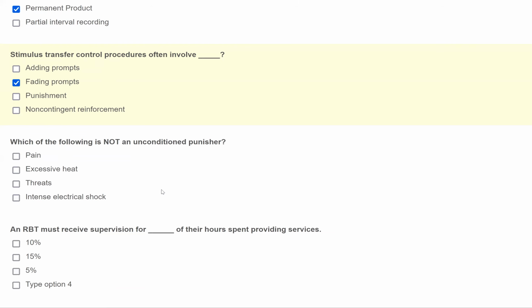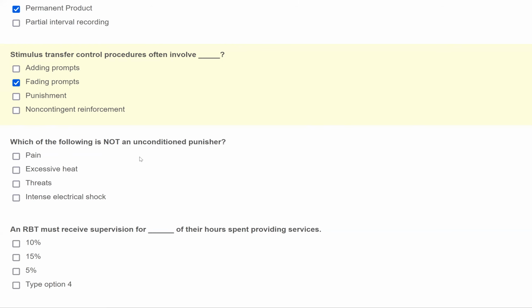These are all things, right? Unconditioned. Punisher, we're going the other way. If a punisher is going to decrease a behavior, typically, unconditioned punishers involve things like pain and being uncomfortable. So here we go. Which of the following is not an unconditioned punisher? Pain is absolutely an unconditioned punisher, right? From the very day of our birth, we feel pain.